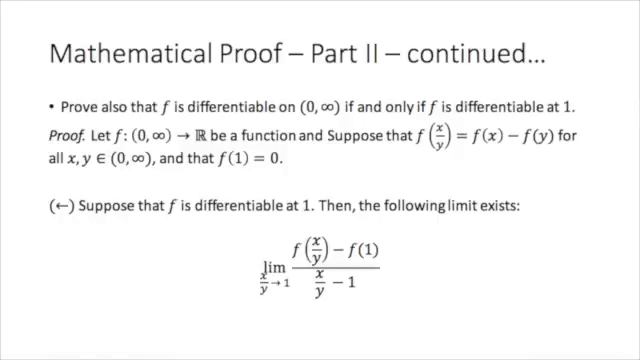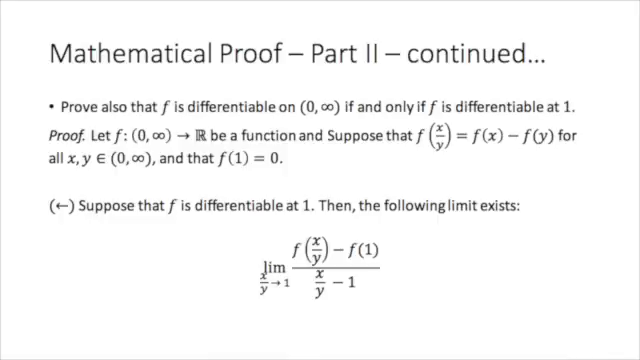So we come to the left side of the proof. We suppose that f is differentiable at 1. Then the following limit exists: f of x over y minus f of 1 over x over y minus 1 as x over y approaches 1.